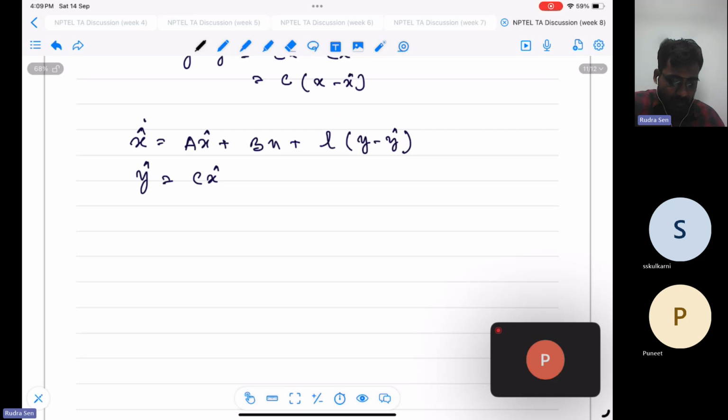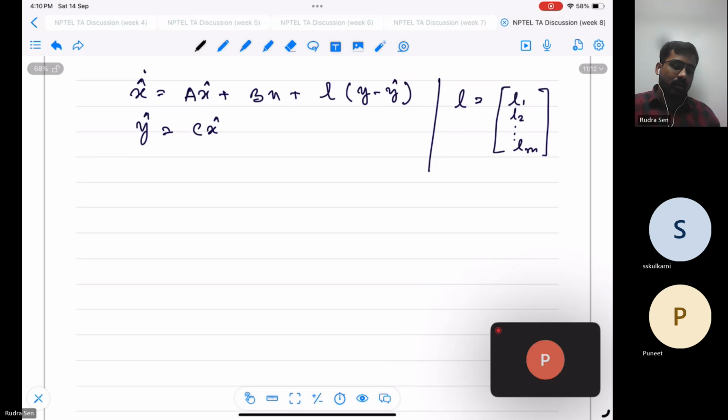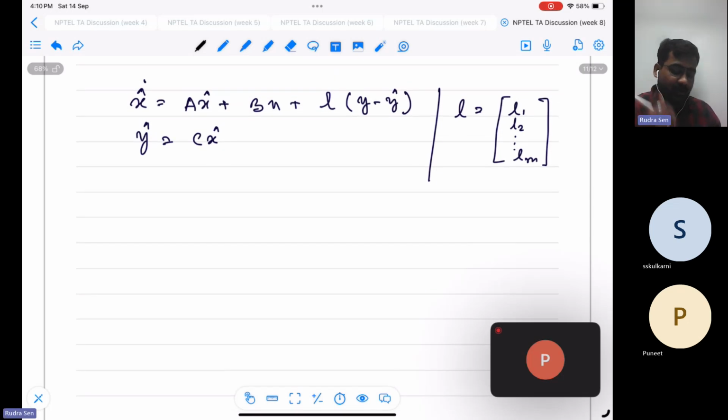So L is over here. I'm considering a single input, single output system. So let's say L is like that: L1, L2, up to Ln, depending on how many states there are. Sorry.